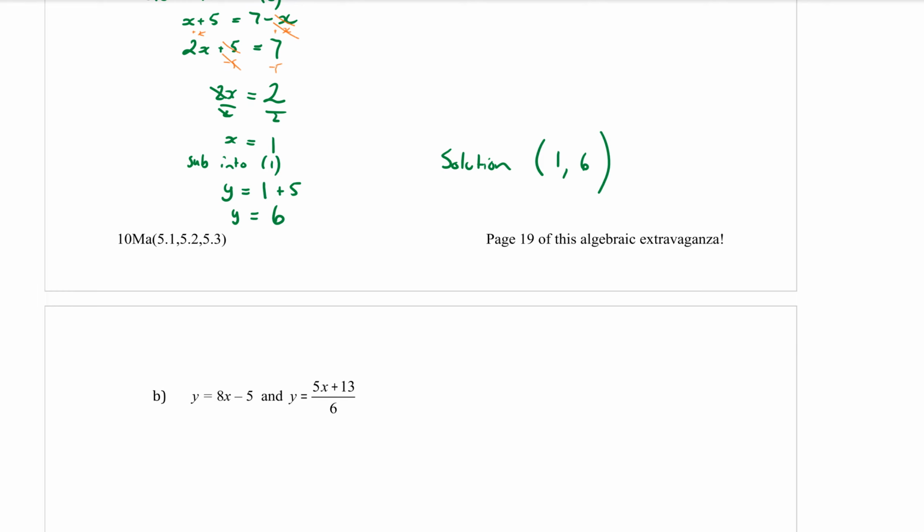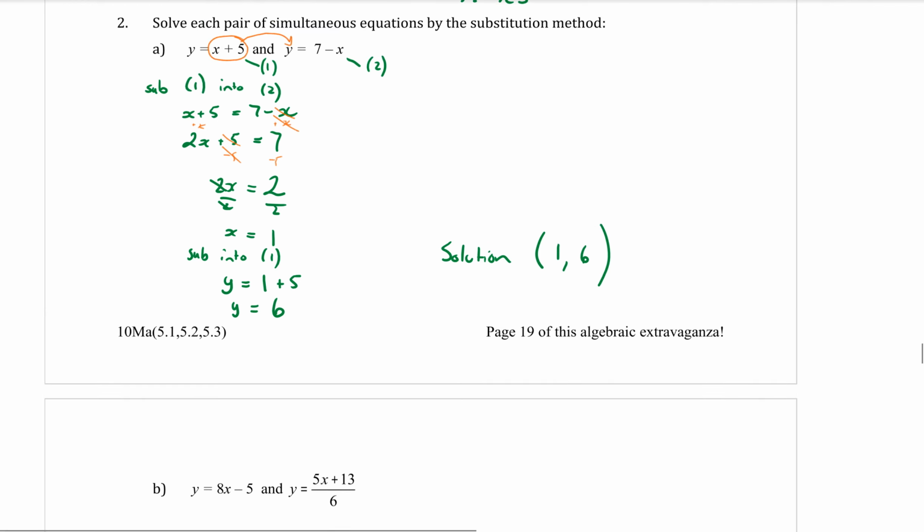I don't get what you mean, because I don't do it that way. I don't know what you mean when you sub 1 into 2. So that was the orange stuff that I've written on there. This is equation 1. I have y equals that. So this is going to be the y in that equation. I'm replacing the y with the x plus 5. So that y is x plus 5. And then I have the 7 minus x from the rest of that equation.